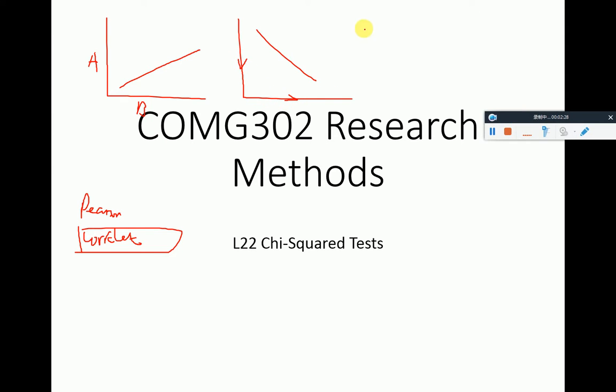And of course, we can have two variables that have no association, a flat line. That means you can have all kinds of change in one variable B, but the value of variable A stays constant. So there's no association.